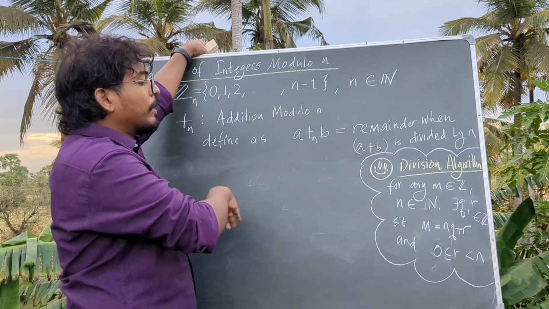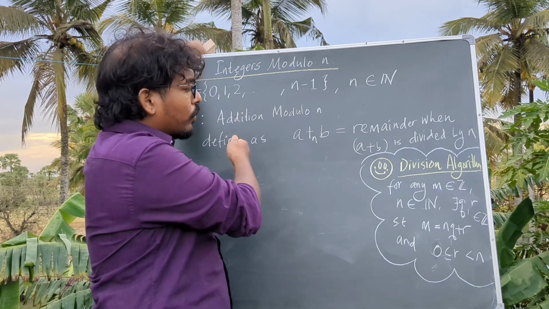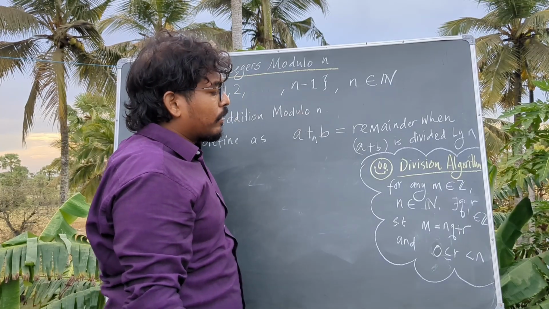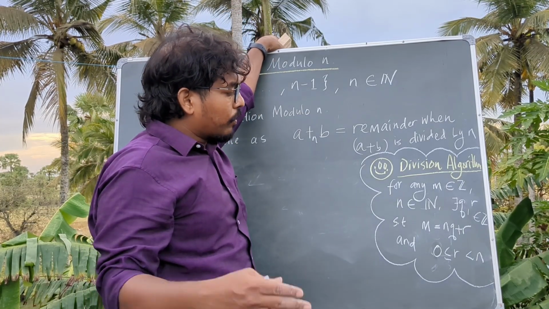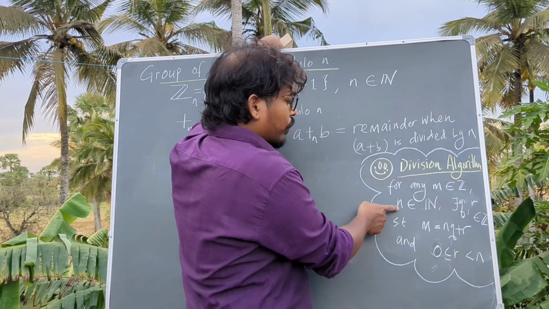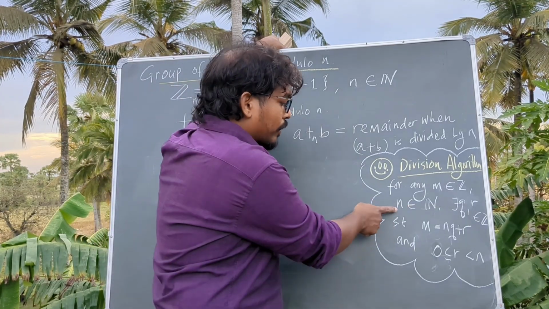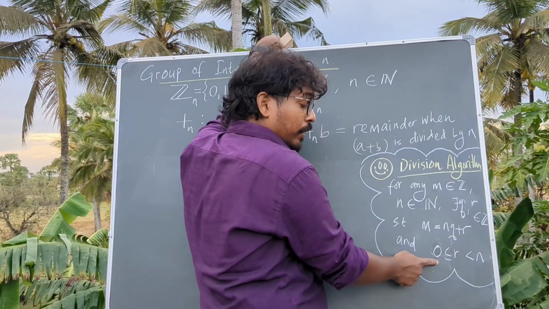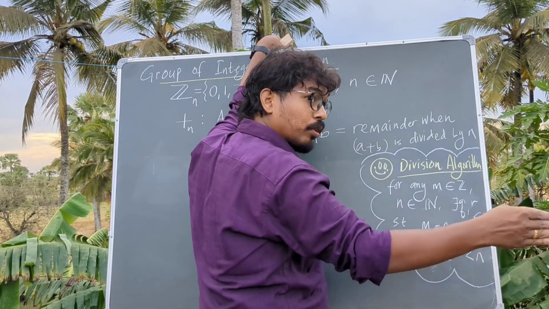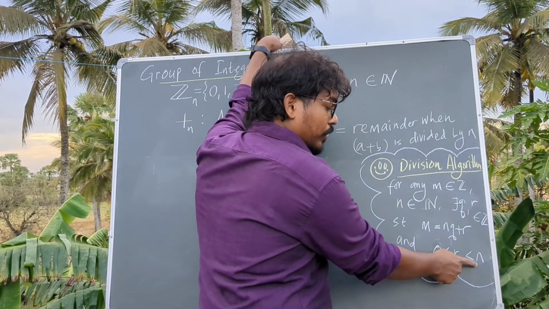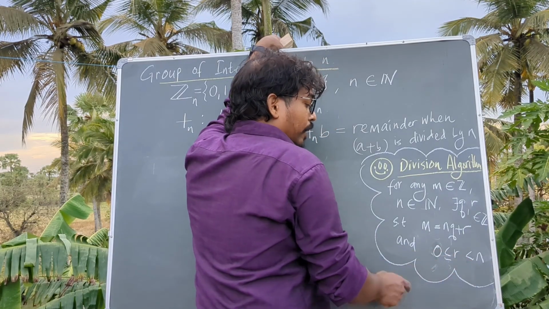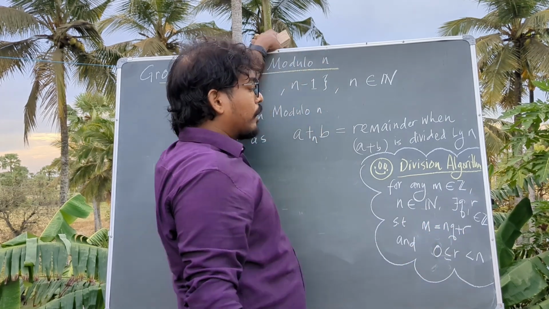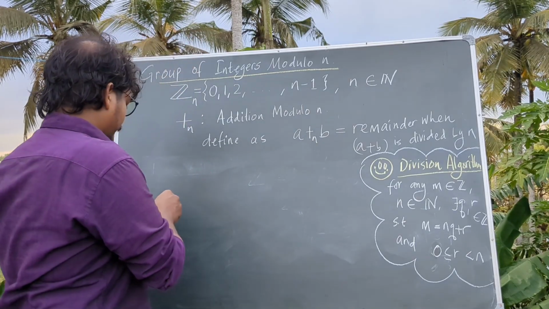Throughout proving this set under this operation a group, we will use this happy little algorithm, and you know this algorithm very well. For any integer m and any natural number n, when I divide that integer by the natural number, I get a quotient and a remainder, and the remainder lies between 0, 1, 2 up to n minus 1, strictly less than n, and m is n times quotient q plus r. We will use this division algorithm.